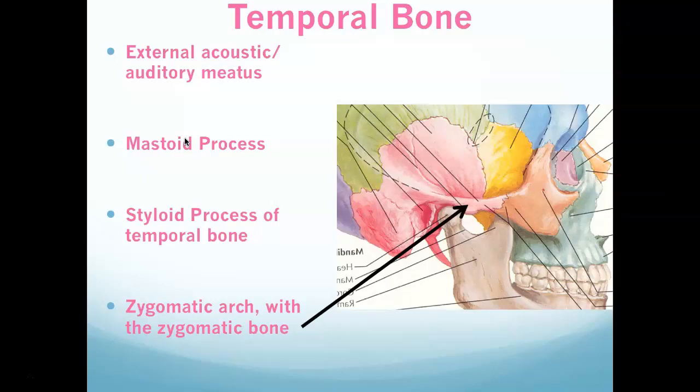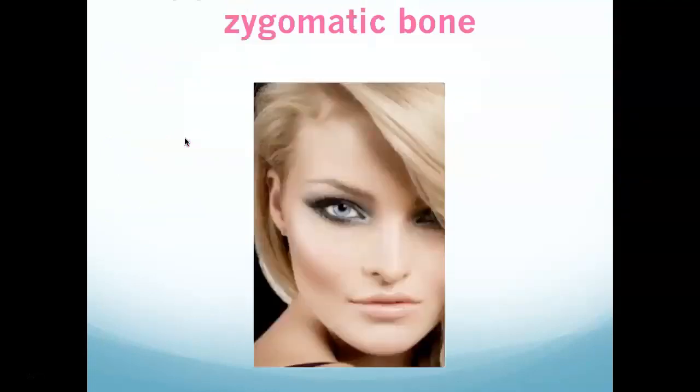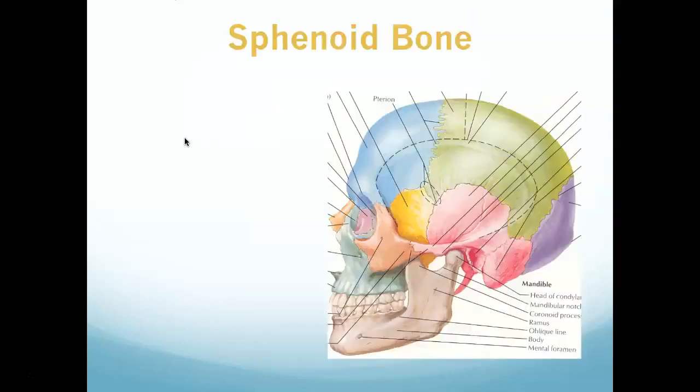And next we have the zygomatic arch with the zygomatic bone. Zygomatic really means to yoke or to pair up, so this is pairing up with the zygomatic bone, or the zygomatic bone is pairing up with the temporal bone. You could look at it both ways. But all in all, this is called your zygomatic arch, and because it's your temporal bone here, we say it's with the zygomatic bone. So it helps to create our cheekbone, which you see right in here.